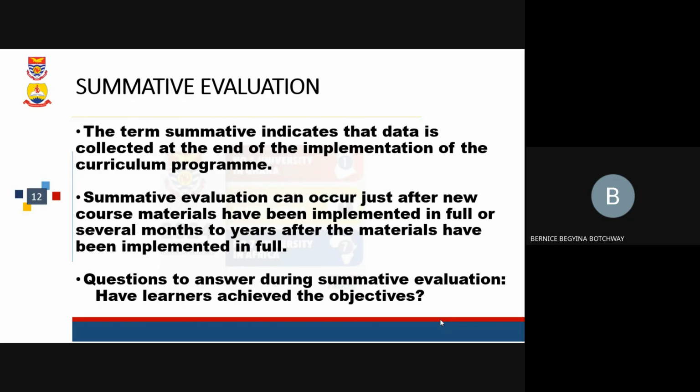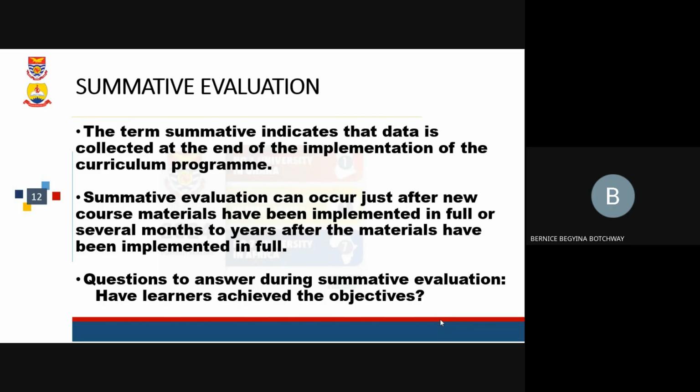So this is done after the curriculum has been fully implemented. It is done to evaluate or to judge the overall effectiveness of the curriculum. It can occur just after a new course or material has been implemented in full, or several months to years after the material has been implemented.